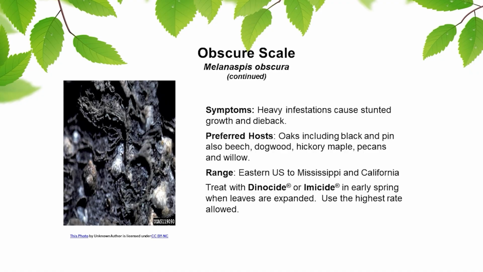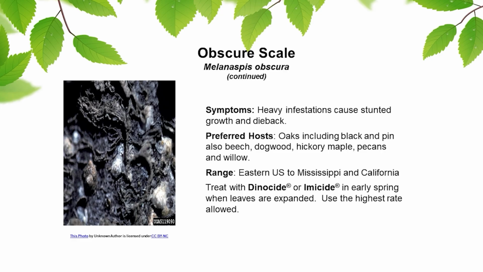Heavy obscure scale infestations cause stunted growth, premature leaf drop, and branch dieback. The preferred hosts of obscure scale are oaks, including black and pin, also beech, dogwood, hickory, maple, pecans, and willow. Obscure scale can be found in the eastern United States to the Mississippi River and in California.